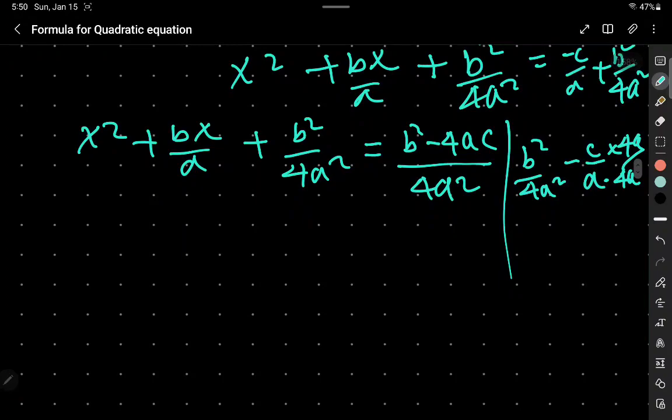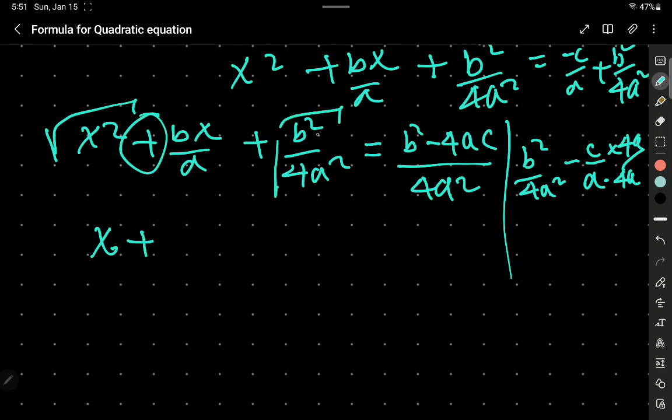Now, by adding this b squared over 4a squared to both sides, we have already made the expression a perfect square. So how do you get the square root of that? Just assume this one is under a radical, then that is x plus b over 2a. Then you square this.